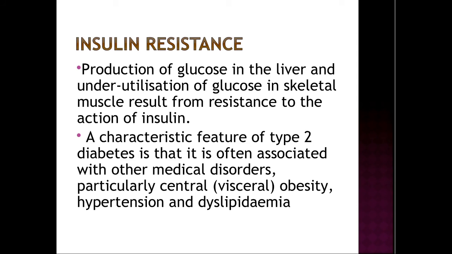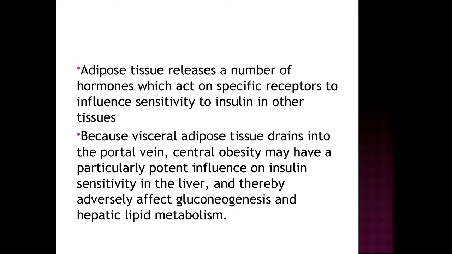Overproduction of glucose in the liver and underutilization of glucose in skeletal muscles result from resistance to the action of insulin. A characteristic feature of second type diabetes mellitus is that it is often associated with other medical disorders, particularly central or visceral obesity, hypertension and dyslipidemia. Adipose tissue releases a number of hormones which act on specific receptors to influence sensitivity to insulin in other tissue.